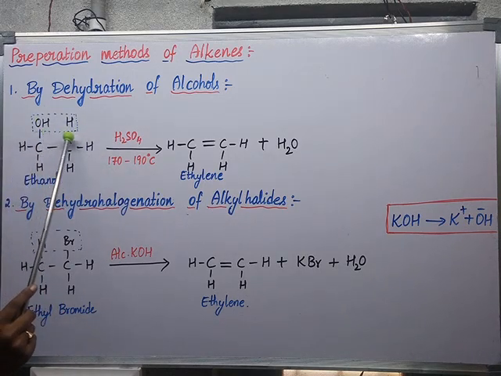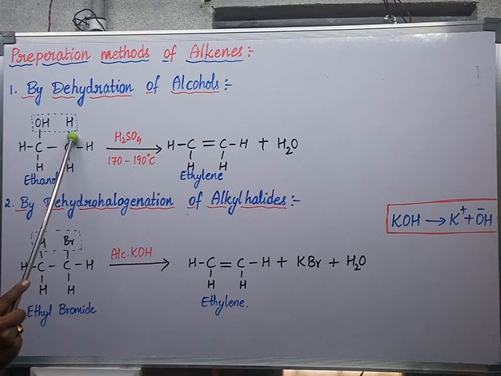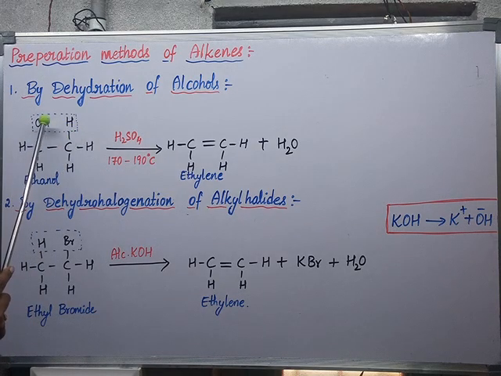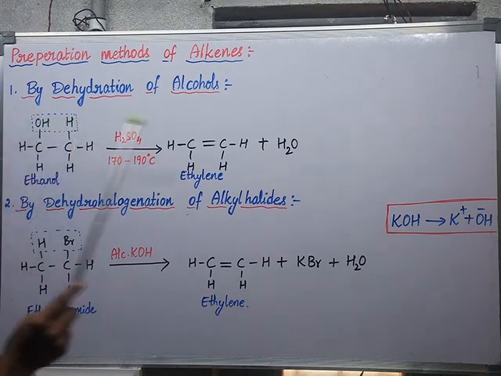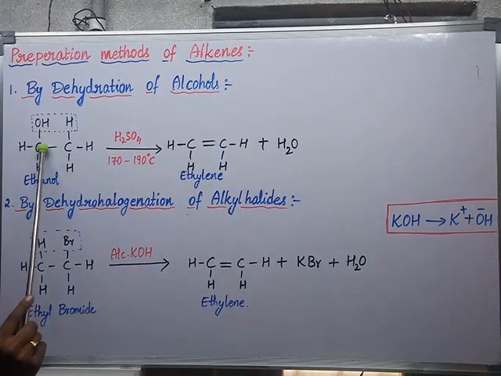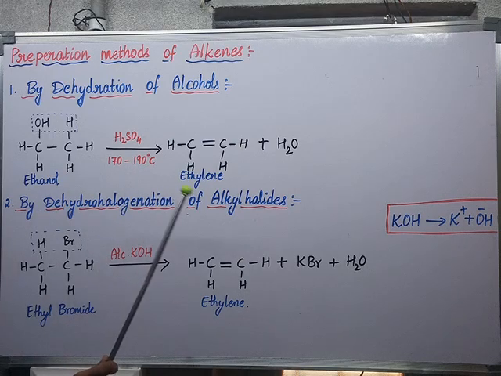Okay, so whenever I am removing hydrogen in the form of H+, OH- is coming out, both reacting and forming H2O. Here there is a formation of a double bond. So finally ethylene is formed from ethanol. You can take any alcohol and you can do this reaction. That is the dehydration of alcohol.